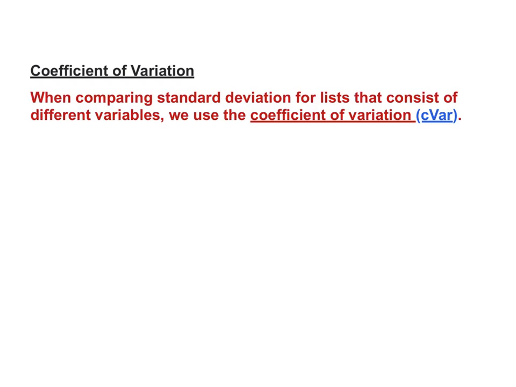So in 3.2 we have something that's called the coefficient of variation. And what the coefficient of variation allows us to do is to compare how spread out data is even when the data is really not related to one another. We'll compare the standard deviation for lists that consist of different variables.